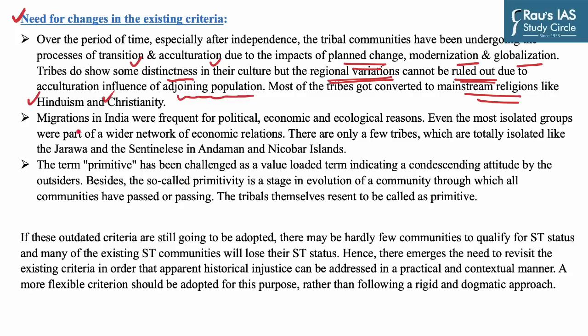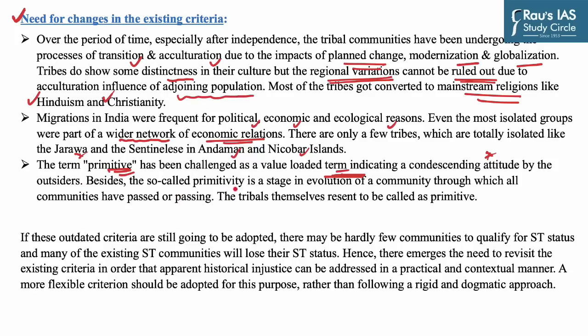and Christianity. Now, as we know, migration in India was frequent for political, economic, and ecological reasons. Even the most isolated groups were part of a wider network of economic relations. There are only a few tribes which are totally isolated, like the Jarawa and Sentinelese in Andaman and Nicobar Islands. Now, the term primitive has been challenged as a value-loaded term, indicating a condescending attitude, as referred to by the task force also, by the outsiders.